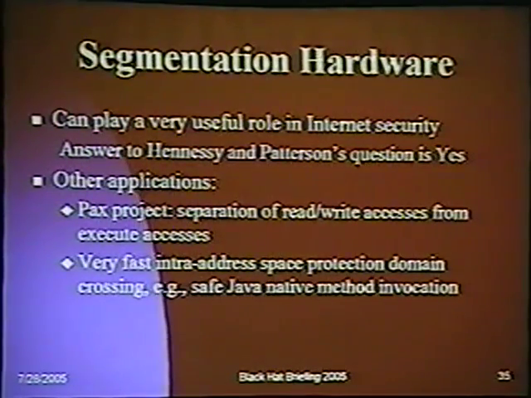And then we also did another project that tries to exploit segmentation hardware to do very fast intra-address space protection domains. That may be very useful for safe Java native method invocation. When you have Java, unfortunately, there's this little thing called the native method interface that allows you to interface Java with C. And so all your type safety of Java might get screwed because you have C somewhere lying around in the same address space.